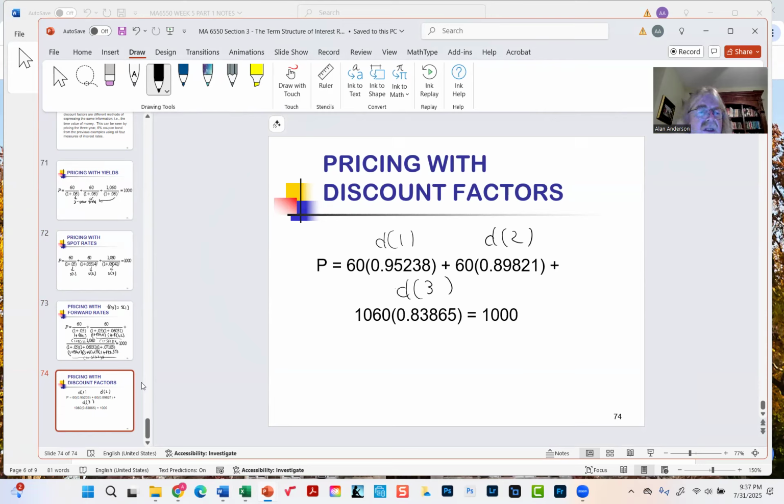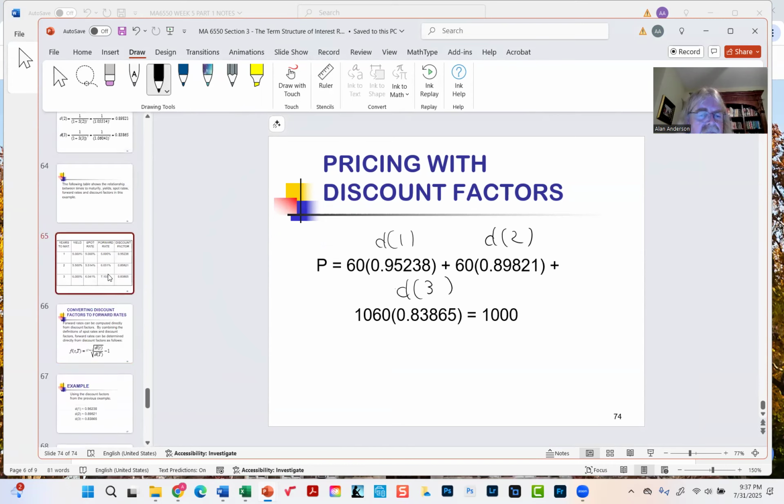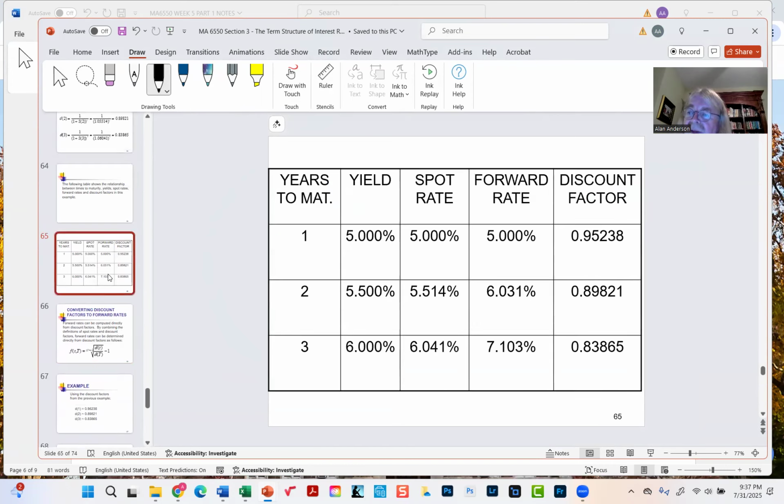So that proves that these numbers in these charts are all basically the same information presented in a different way. It would be like having a chart with prices for a good in 4 different currencies. It's going to be the same any way you look at it. All right, so that's chapter 3 in a nutshell.